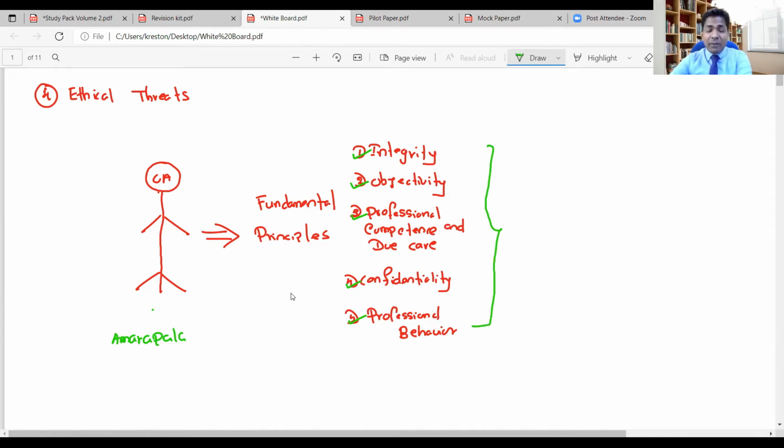And you will have to face threats. Right? So you have to face some threats, some challenges, some limitations while you are trying to maintain all these 5 fundamental principles. So you are trying to maintain these 5 fundamental principles, but the challenges are coming, right?